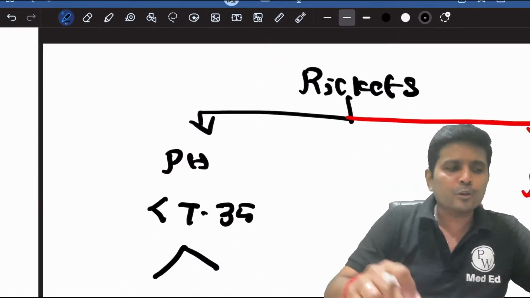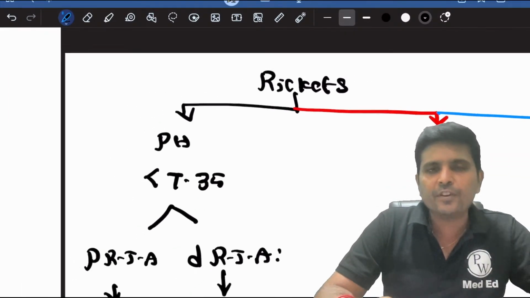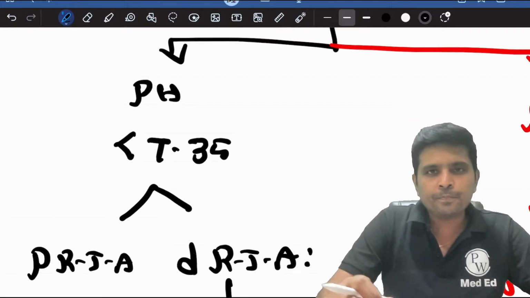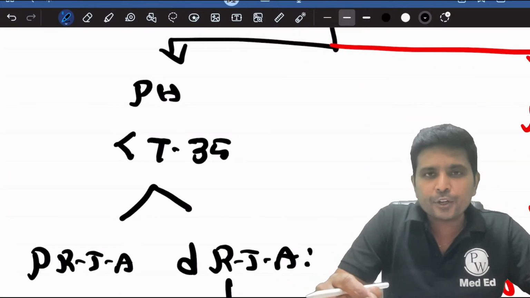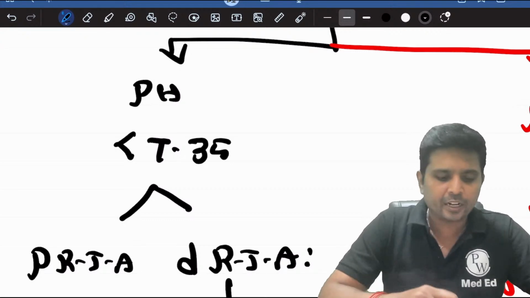Then, approach to nutritional rickets. So what is the approach to nutritional rickets? Very, very simple. Always the first step is to look for pH, because proximal renal tubular acidosis and distal renal tubular acidosis are prone for rickets.